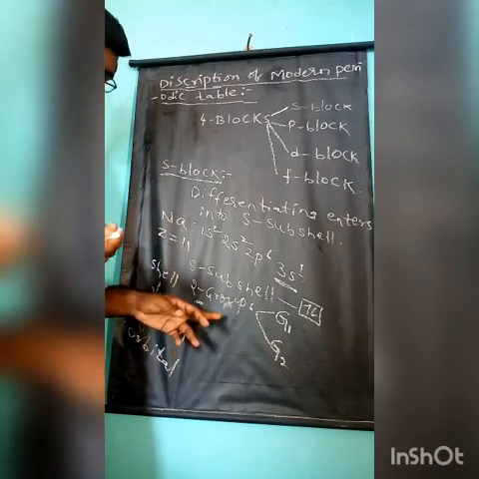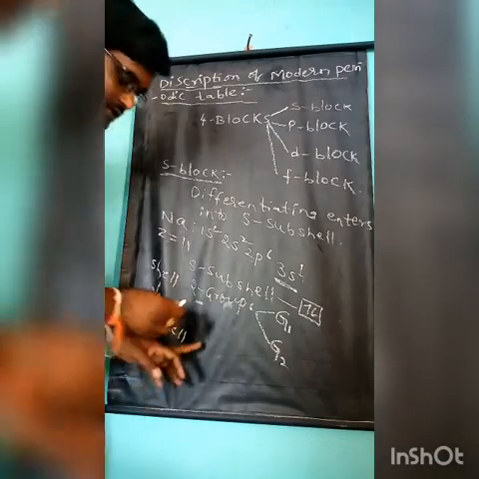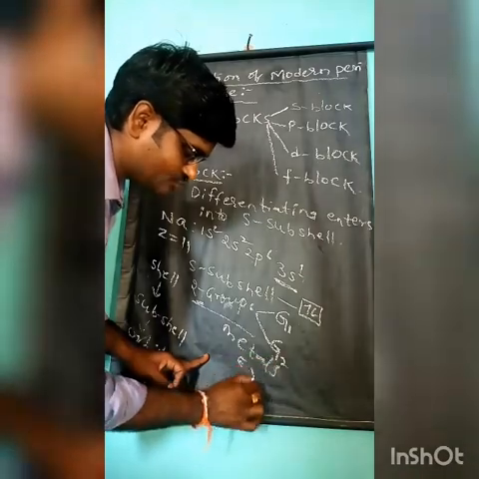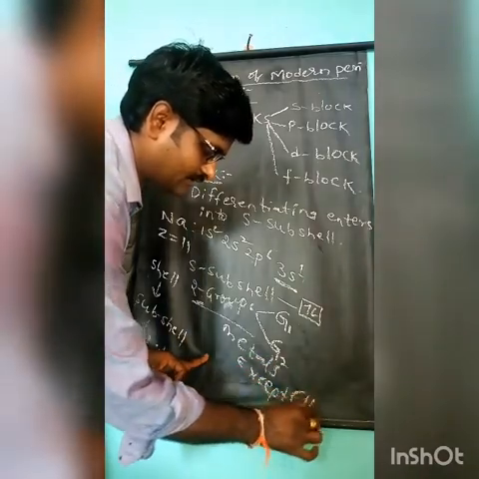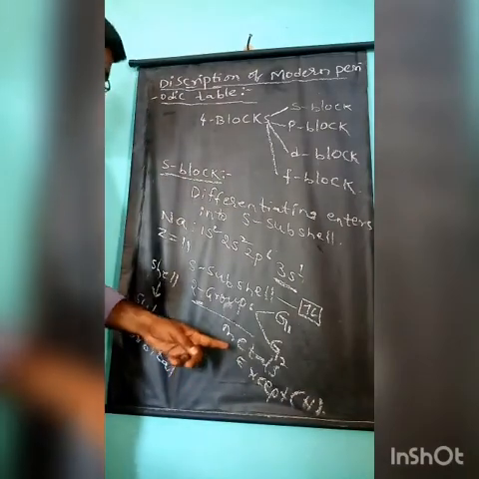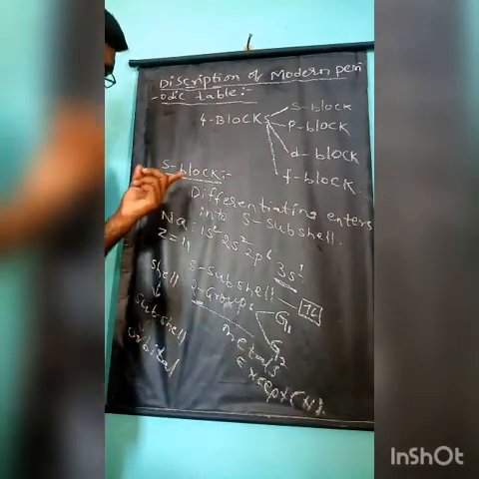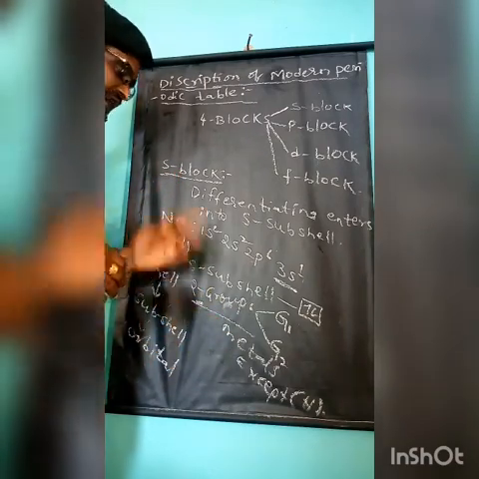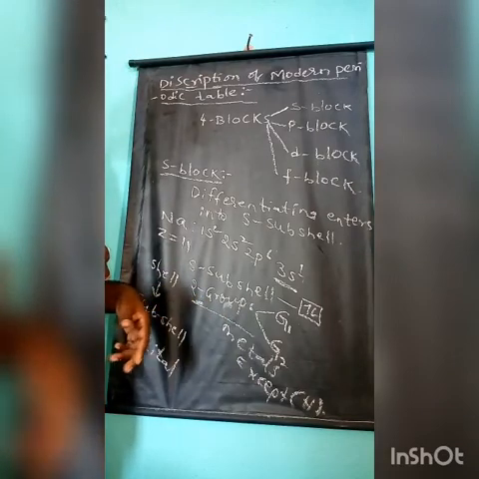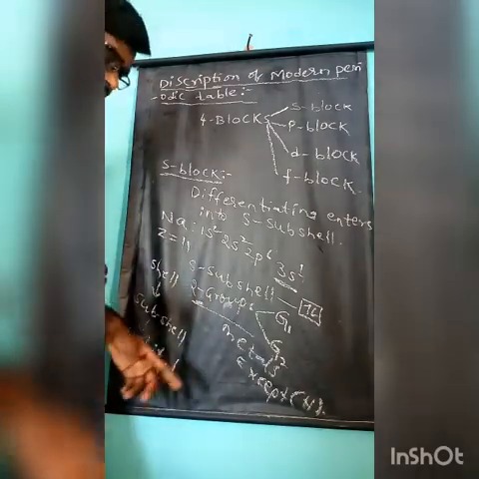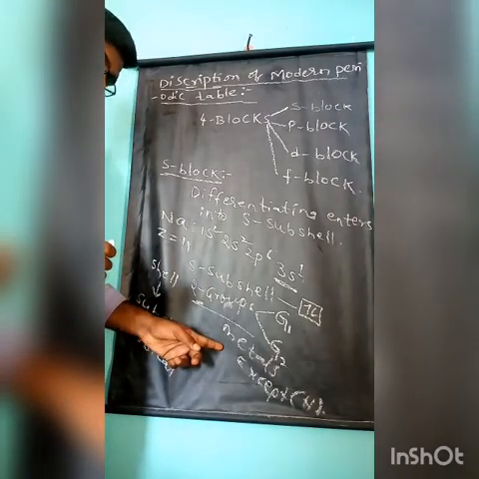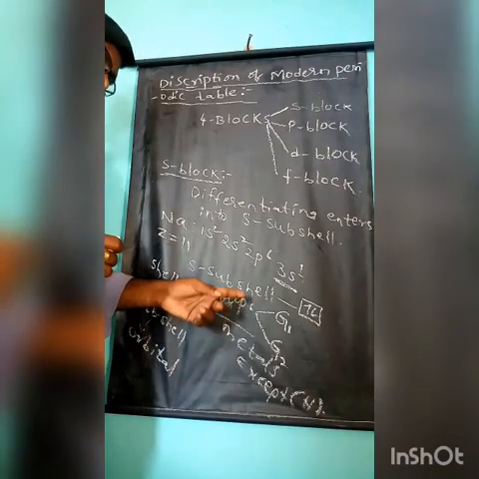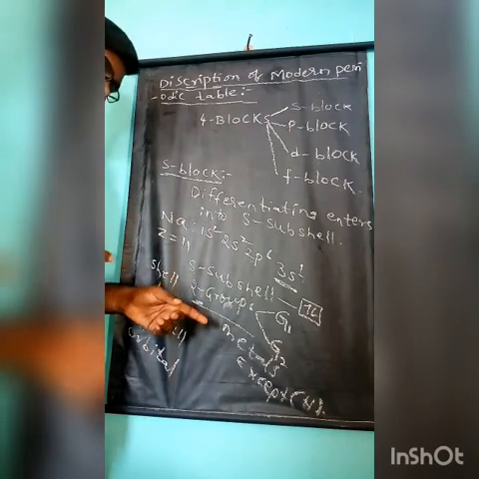Okay, so this S block is majorly metals, except hydrogen. Hydrogen is generally a non-metal, but it belongs to S block only. So except hydrogen, most of the elements in the S block are metals. They generally have fixed valencies. That is, G1 elements' valency is 1, G2 elements' valency is 2.